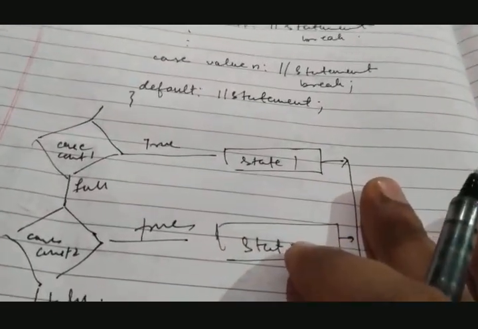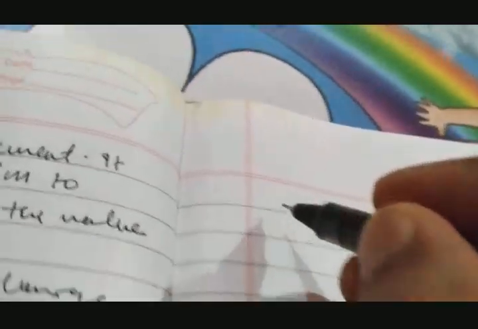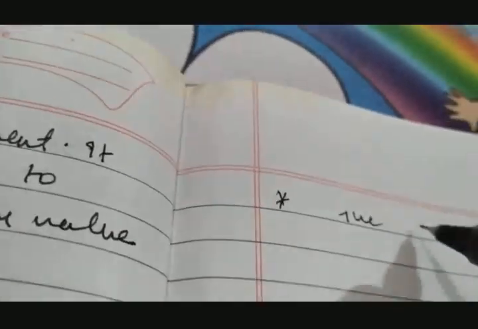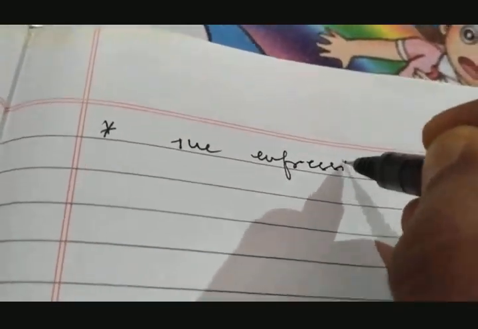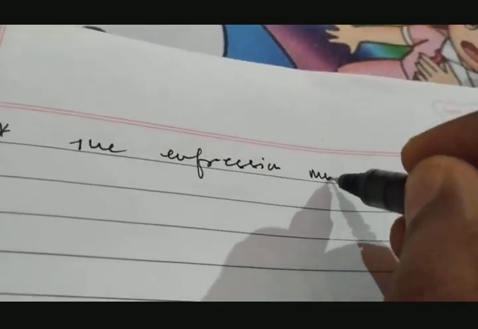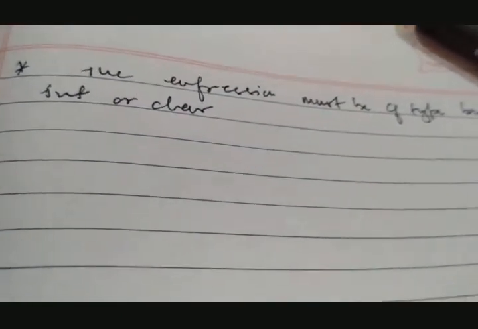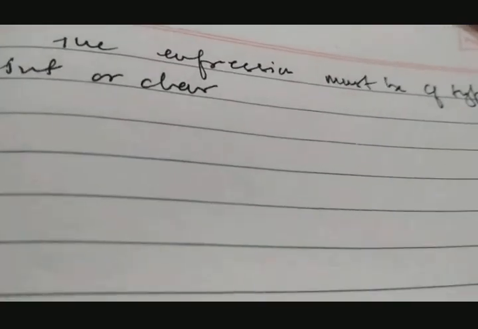So remember what you should remember. The expression must be of type byte, short, int or char. Byte, short, int and char; the double types are not allowed. Double or float values are not allowed here.